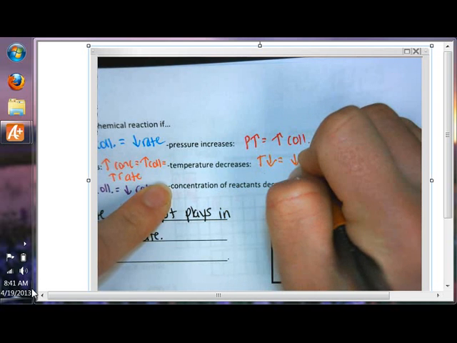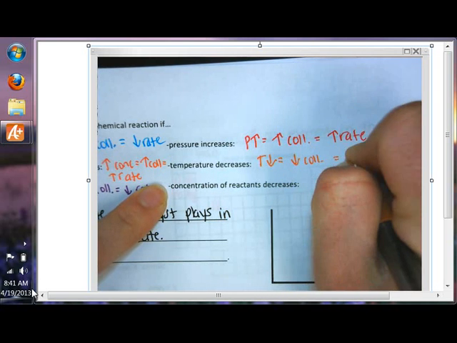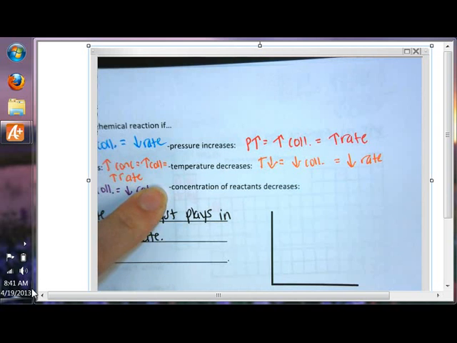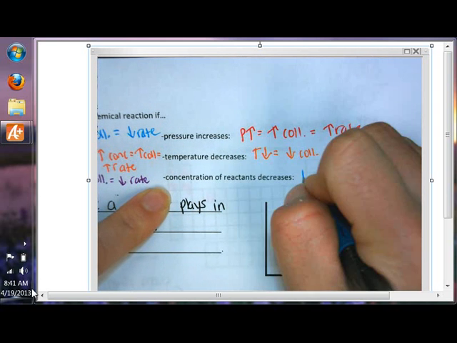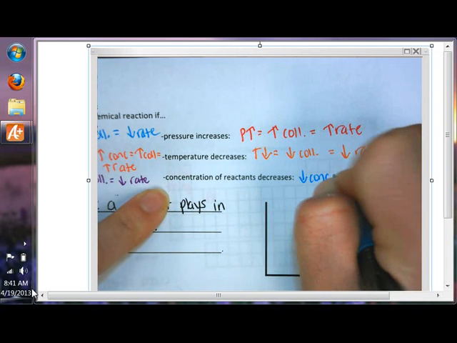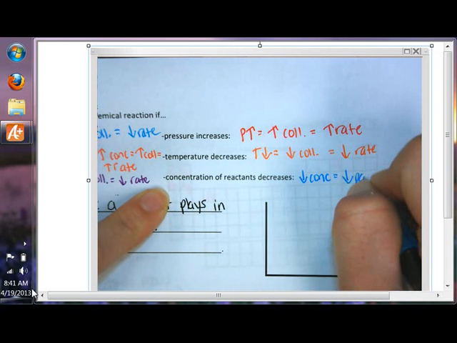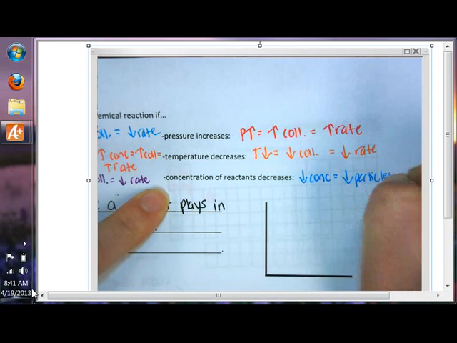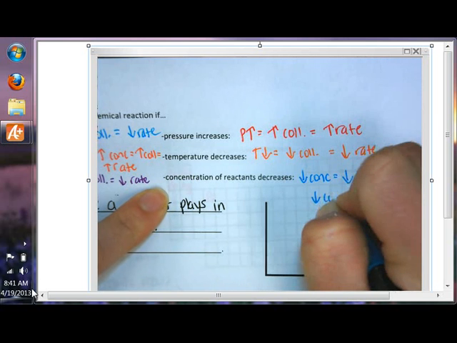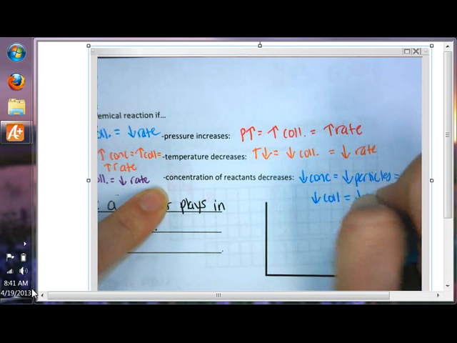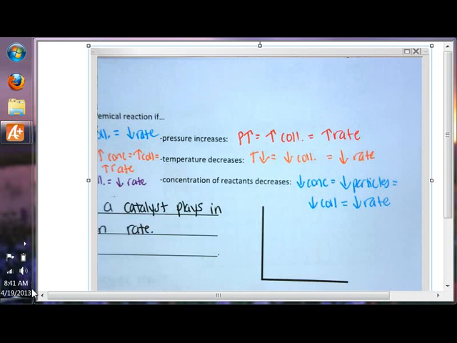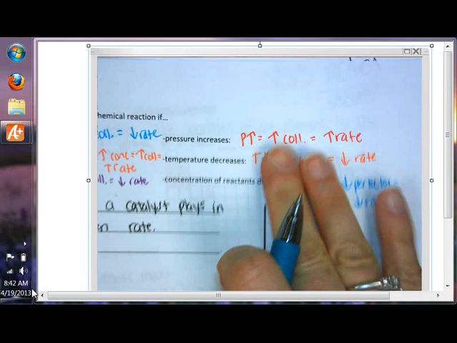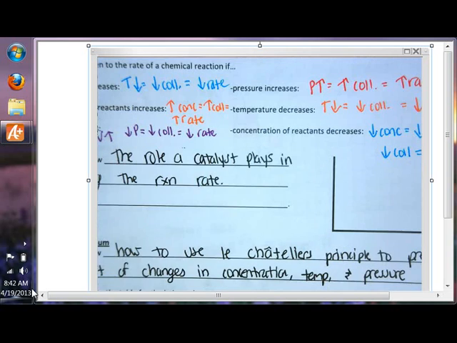If temperature goes down, that equals decreased collisions, and that equals a decreased rate. Last but not least, if concentration of reactants decreases, decreased concentration equals a decrease in particles, which equals decreased collisions, which equals a decreased rate. So everything I just did, you should recognize all of this.